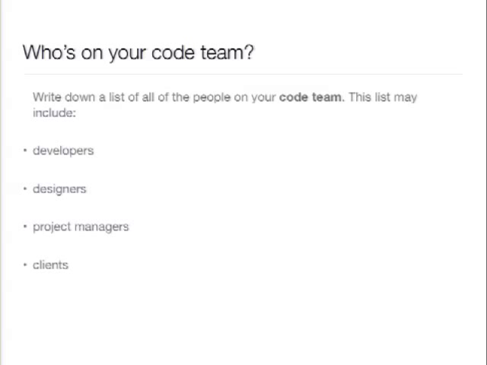May include developers, designers, project managers, QA. But when you think about your coding team, which probably is different from your marketing team, is probably different from your HR team, who is on that team? And you can write down names of specific people, or if you're in a very big company, you may want to simply write down roles instead. And I'm going to give you 1 minute starting now to do this. It shouldn't be that difficult. You should be able to write down the names of the folks that you work with.